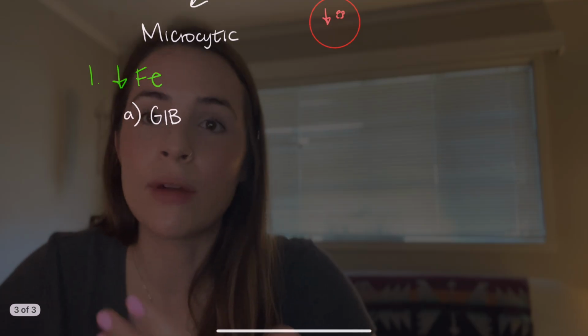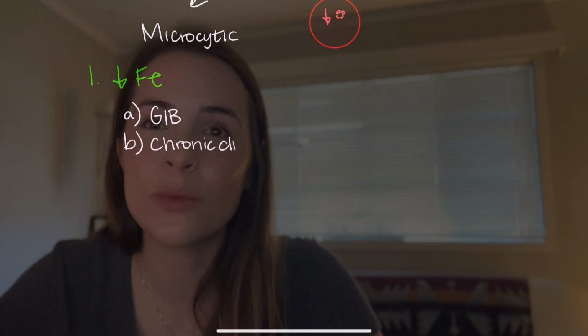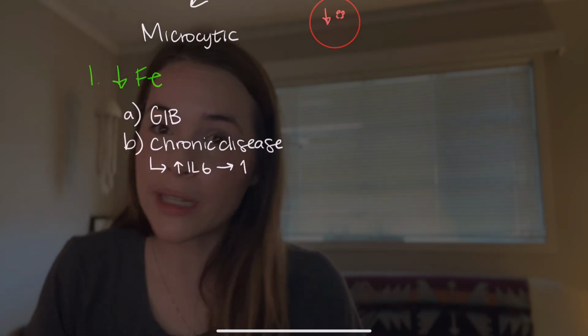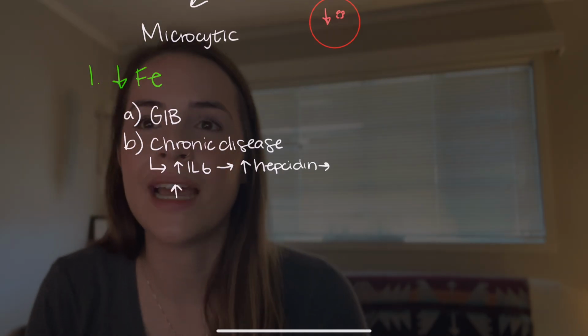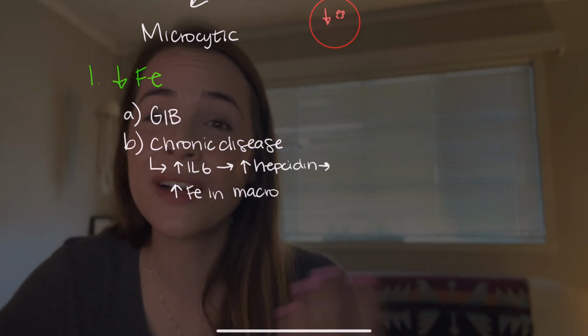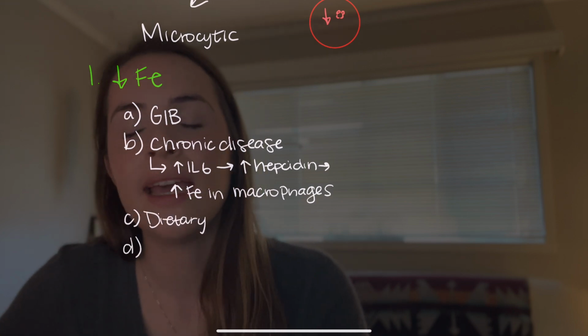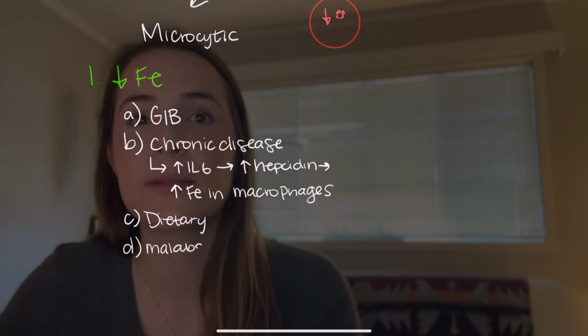There can also be a relative iron deficiency, which happens in anemia of chronic disease, where the body effectively traps the iron inside the cells, usually in macrophages, and this occurs through the upregulation of a protein called hepcidin. You can also have dietary restriction or malabsorption of the duodenum, and that can happen in patients with a Roux-en-Y gastric bypass or celiac disease.